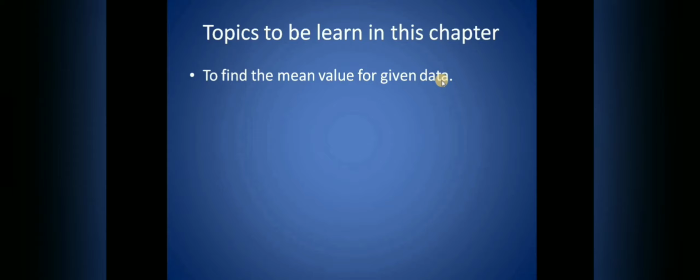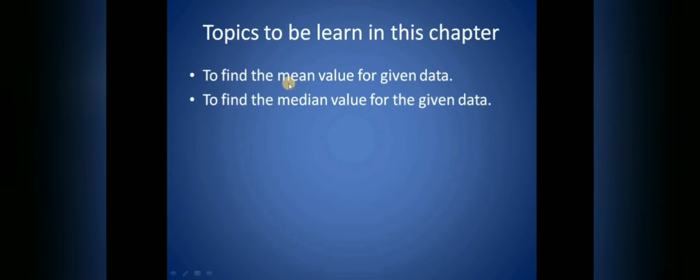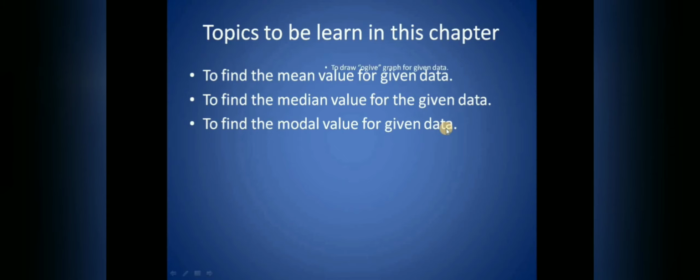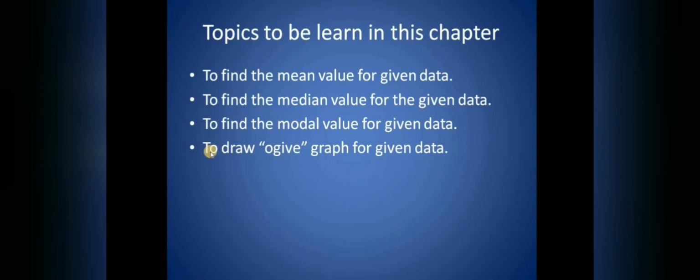So first one is to find the mean value for given data. How to find the mean value for given data? This is the first concept we are going to learn in this chapter. The second concept is median. How to find the median value for given data. The third concept, how to find the mode value for given data. At last, to draw ogive graph for given data. Next, in the later videos, we are going to learn how to find the median and mode.